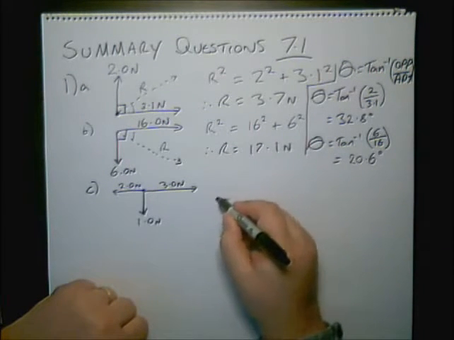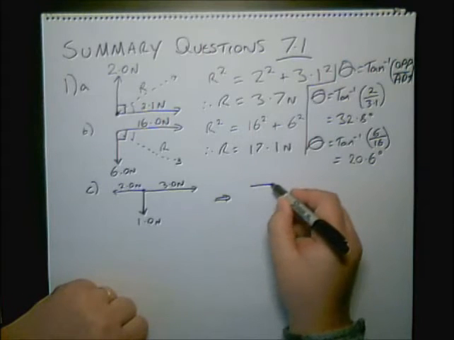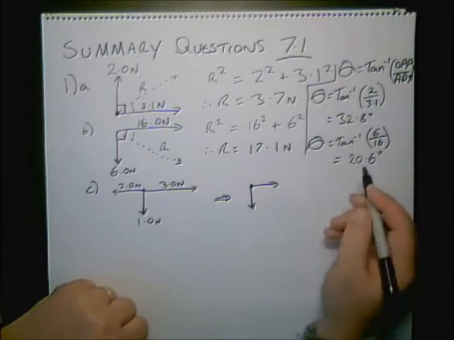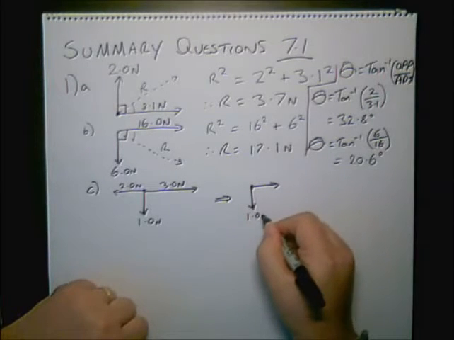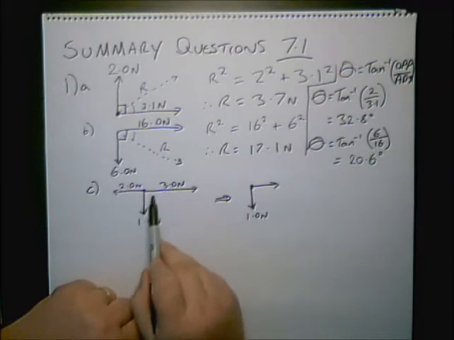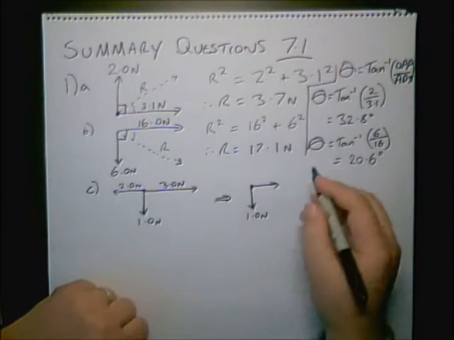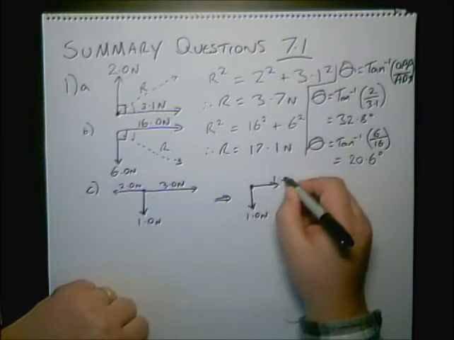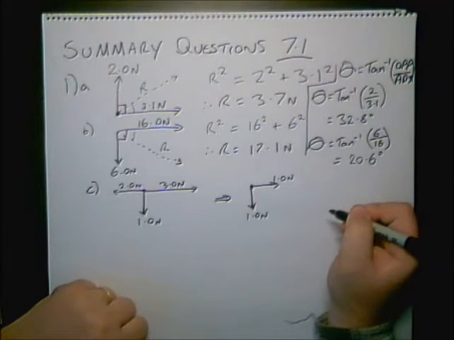So let's redraw the diagram. Still have the 1 newton force going down. We have a force to the right. This is the winner, and it wins by a difference of 1. So 3 take away 2 is 1. So we have a 1.0 newton force in that direction too.